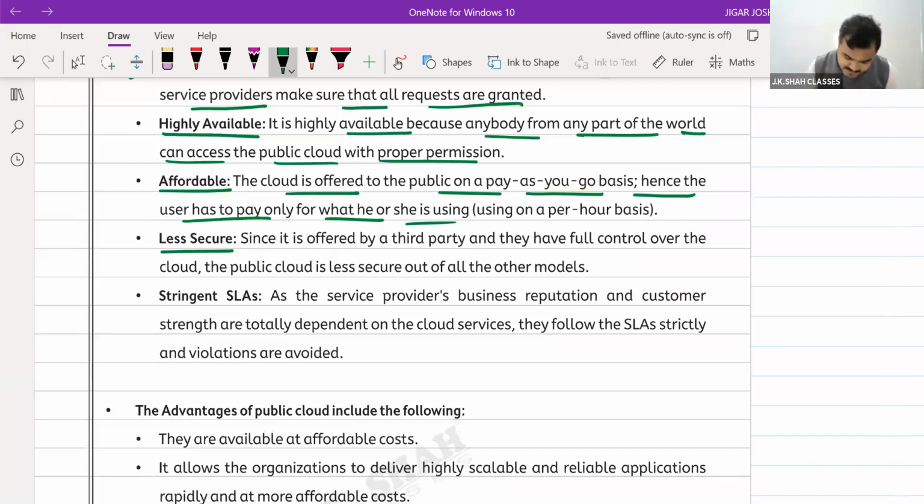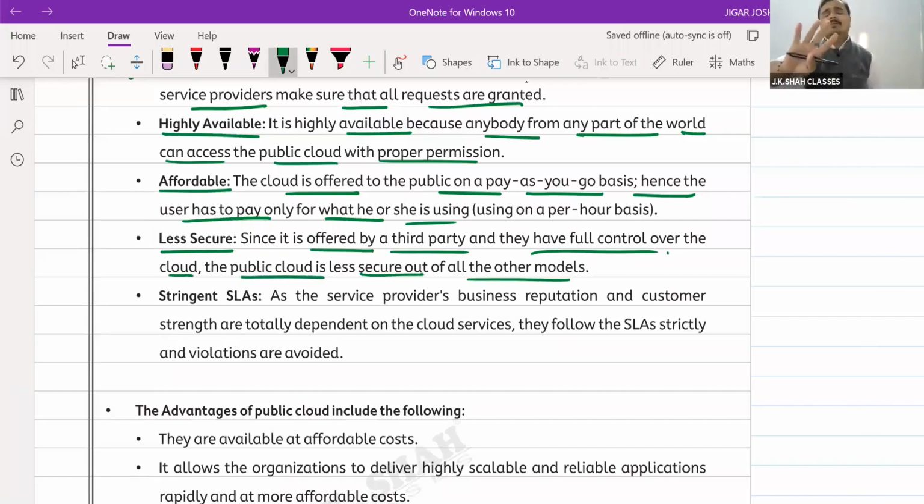Since it is offered by a third party, they have the full control over the cloud. The public cloud is less secured out of all the models: private cloud, public cloud, hybrid cloud, and community cloud. The most dangerous one in terms of security issues is the public cloud. Understood? Yes, sir. Fully understood.